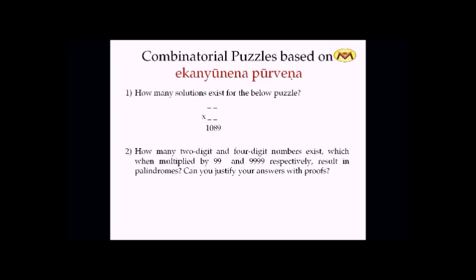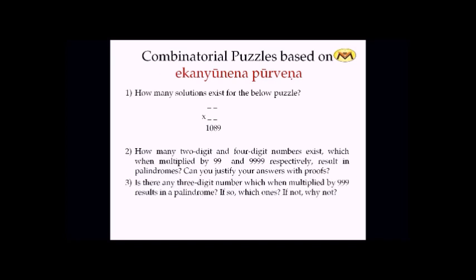In case you are wondering why I missed out 999, maybe you can try that. Is there a 3-digit number which when multiplied by 999 gives us a palindrome? If there is a number, how can we find it? Because there are 900 3-digit numbers, it won't be practically possible to check each and every number.